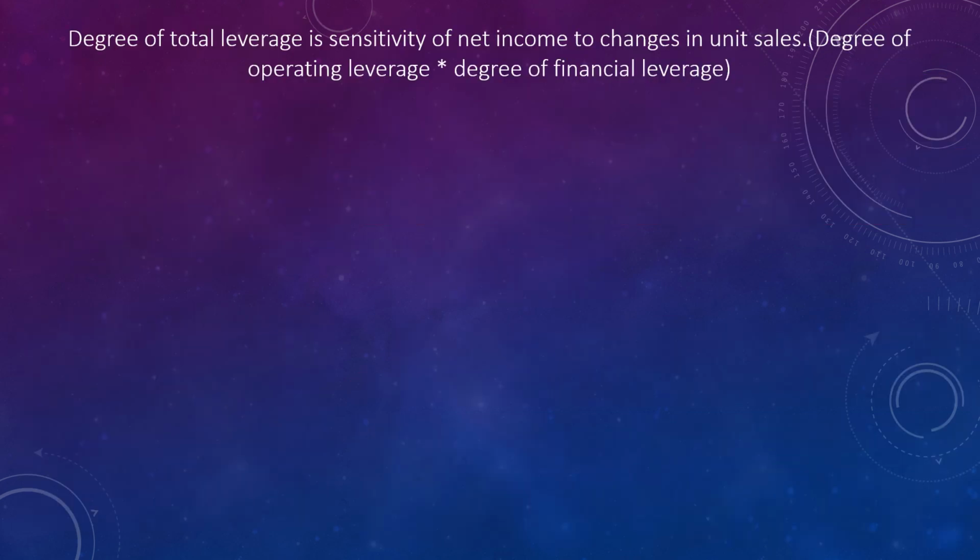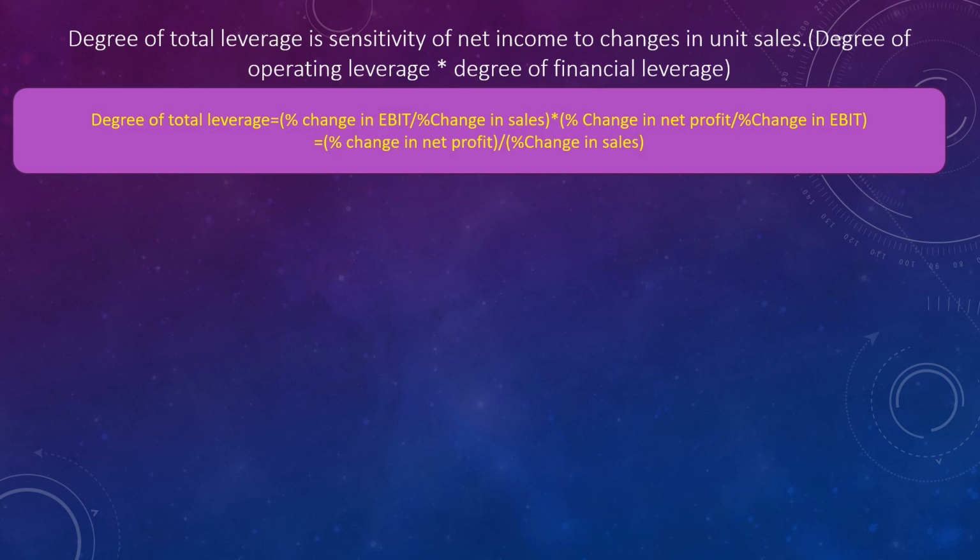The degree of total leverage is the sensitivity of net income to change in the unit sales. It is the degree of operating leverage times the degree of financial leverage. Degree of total leverage equals percentage change in EBIT by percentage change in sales, times percentage change in net profit by percentage change in EBIT, equal to percentage change in net profit divided by percentage change in sales.